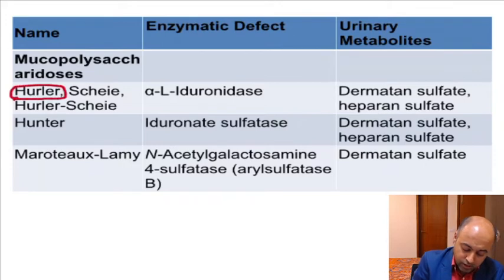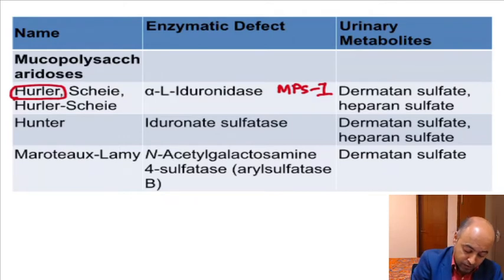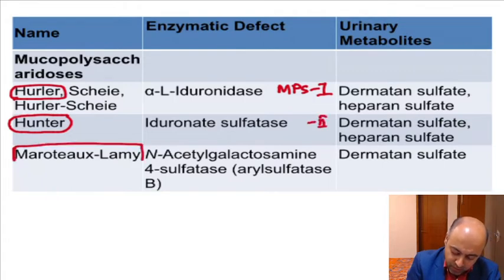Hurler is now called MPS type 1. Subtypes are 1H, 1HS and 1S. So MPS type 1H is Hurler's. Hunter's is MPS type 2, whereas Maroteaux-Lamy is actually MPS type 6.